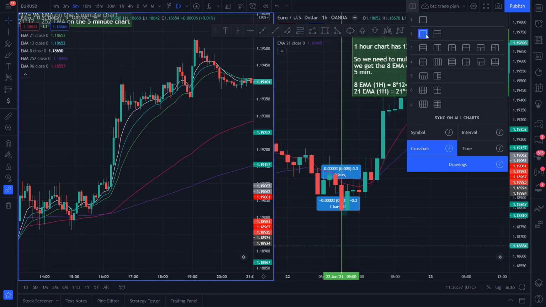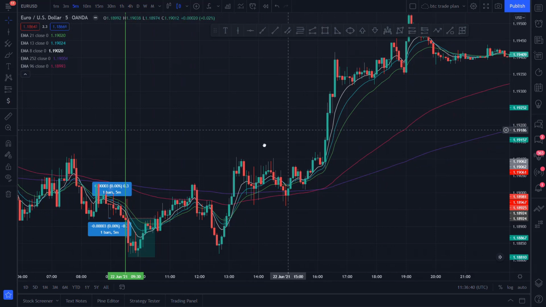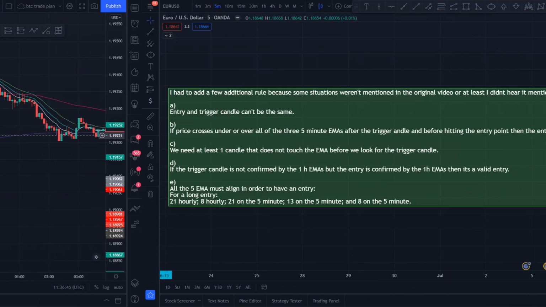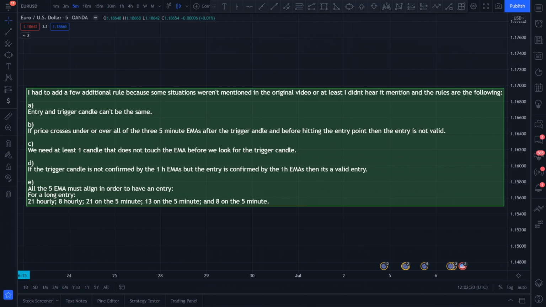And now we can go back to the normal view. As you can see, we can use all the EMAs on one chart. For this strategy, I had to add a few additional rules because some situations weren't mentioned in the original video. I am not going to go over them one by one, but if you want to backtest this strategy by yourself, make sure to read these rules carefully so you will have a fully objective trading strategy.